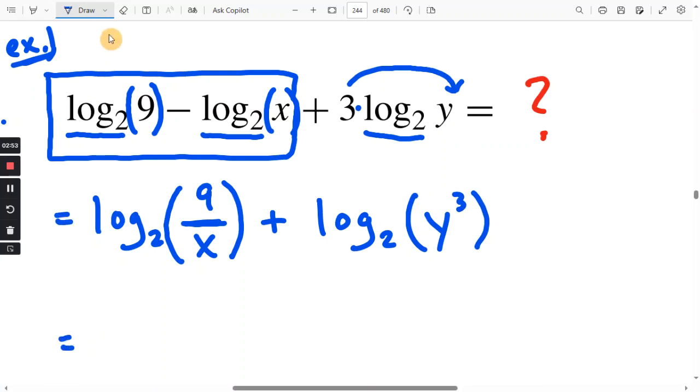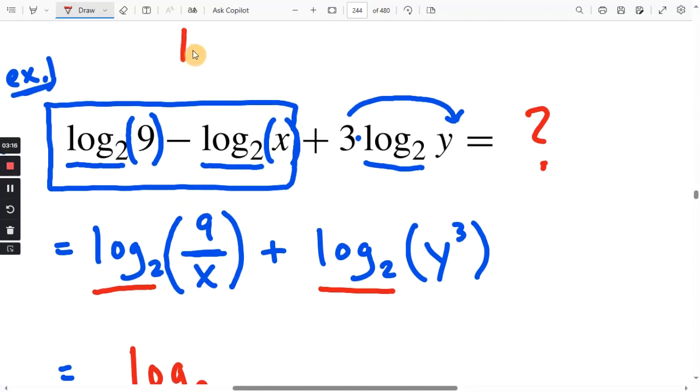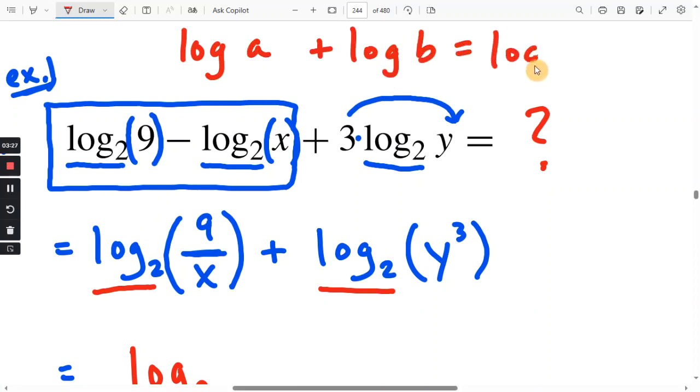On both of these, as you can see, we have log base 2 and log base 2 with no coefficient out front. And we are adding. So we keep the log base 2. And since we are adding, we can use the product property. I'll just write it out on top real quick. Recall, if you have the log of A plus the log of B, that's going to equal the log of A times B.